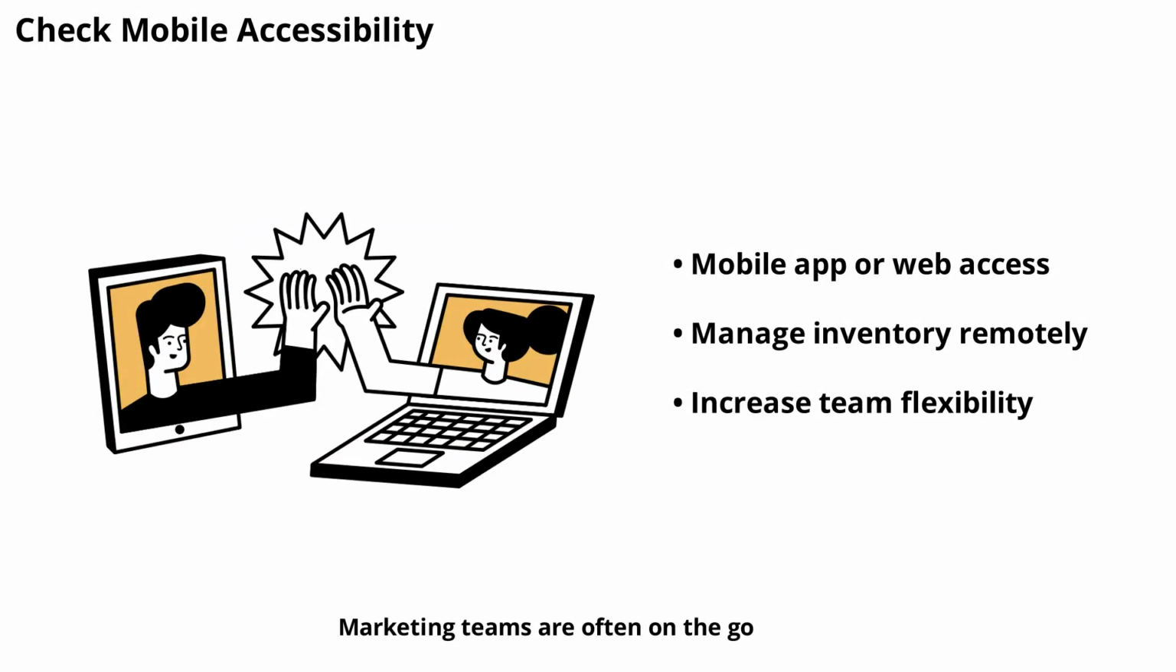Marketing teams are often on the go, attending events or working remotely. Check if the inventory management software offers mobile accessibility, either through a dedicated app or a mobile-friendly web interface. Mobile access allows your team to update inventory, check stock levels, and manage assets from anywhere, increasing flexibility and responsiveness.